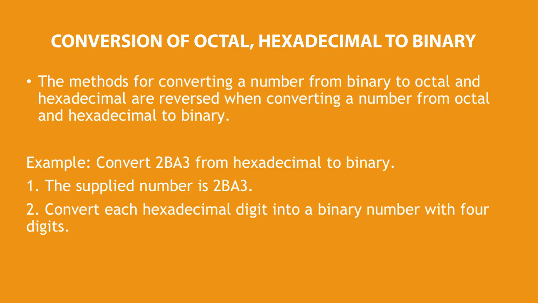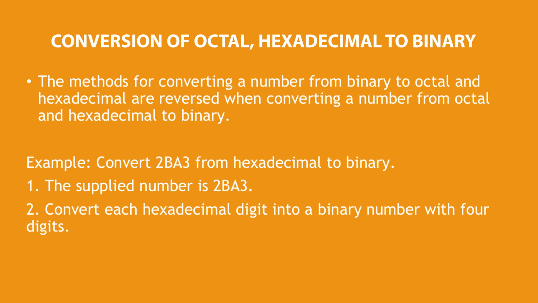Okay, doing the reverse of it, from octal and hexadecimal to binary digits. Let's go direct to the example. So let's try to convert the number 2BA3 from hexadecimal to binary numbers.